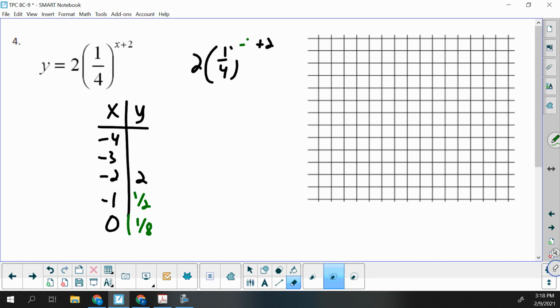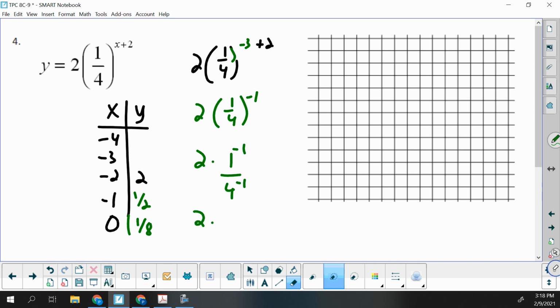When we put in negative 3, we'll have a negative 1 in the exponent. So this will become 2 times 1 to the negative 1 over 4 to the negative 1. Negative exponents switch where they are in the fraction. So this is 2 times 4 to the first over 1 to the first. 4 to the first over 1 to the first is just 4. So 2 times 4 will give us 8.